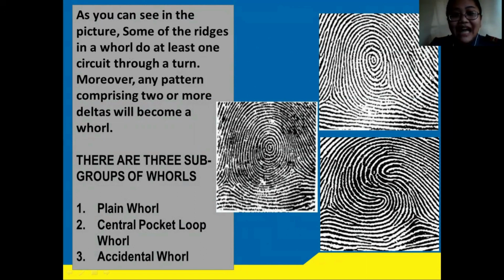So meaning gapabilog siya. Kung ang arches gapa-wave lang, ang loops sa side ang wave kag may delta sa kilid, ang whirl naman is gapabilog, gapa-circle sa those circuit through a turn. And moreover, any pattern comprising two or more deltas will become a whirl. So as you can see, sa loop, isa lang ang iya delta sa kilid. Pero subong sa whirl, we have two deltas. Amo ini isa ka delta sa left kag sa right.